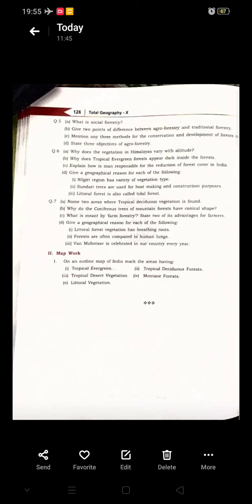Okay, next question 5C. Mention any 3 methods for the conservation and development of forest, page 122. Now, forests can be converted into pasture land. Forest conservation, yes. Now, what is to be done to conserve forests? The question is, state 3 methods for the conservation and development of forests.